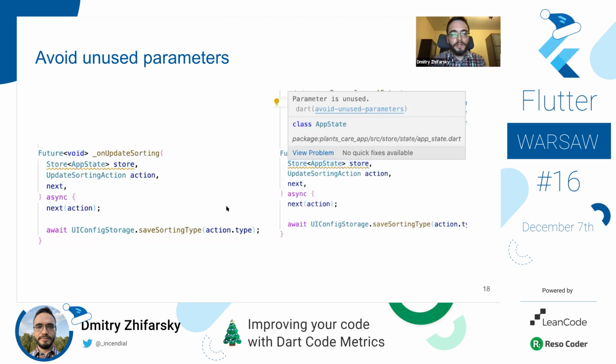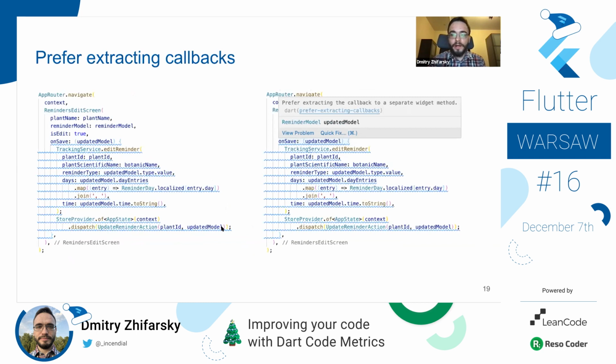The next one is unused parameters. It's very useful because you can refactor your code and really forget that the parameter is unused, and removing them helps you just maintain and manage less code. And extracting callbacks, I personally think that it's very, very nice and easy to have small build methods, because you can easily understand how the widget will look and behave, and extract callbacks to separate methods. So this rule will help you enable this practice in your team, or enable it for yourself.